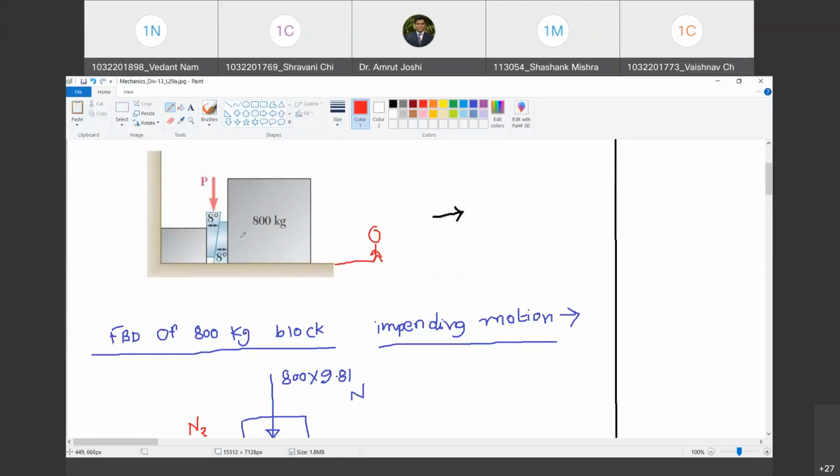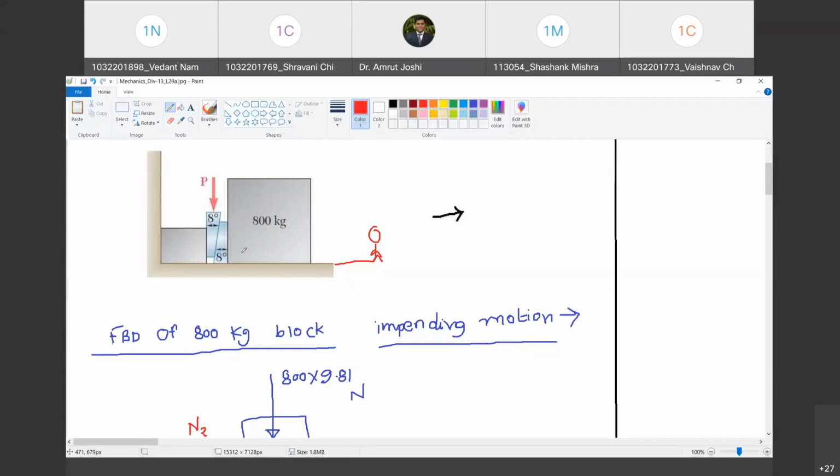The wedge and the block? Yes, sir, there will be. How? Sir, because everything in contact has frictional force, right? Everything in contact has a coefficient of static friction of 0.25. But if there is no tendency of sliding, how will the friction exist?